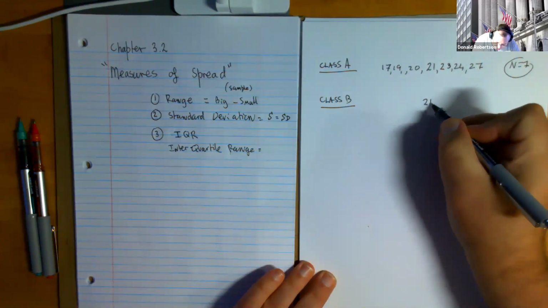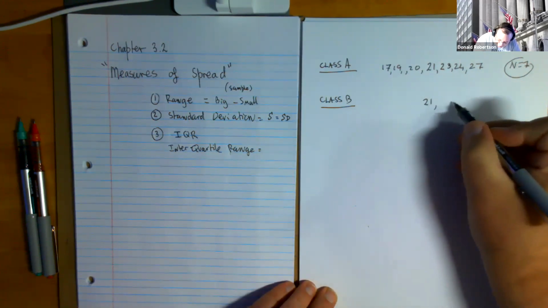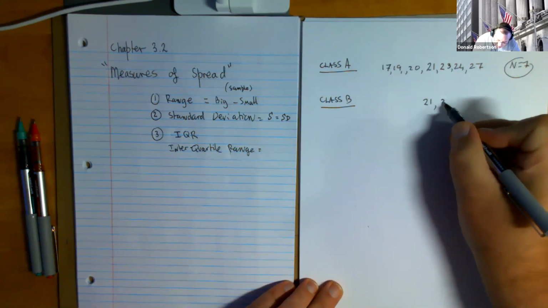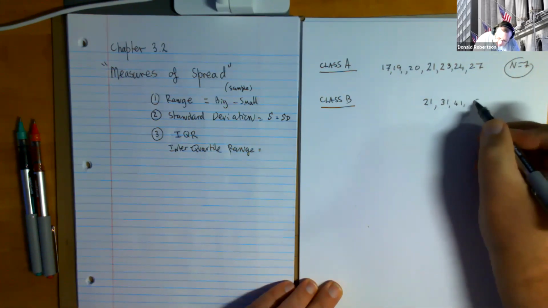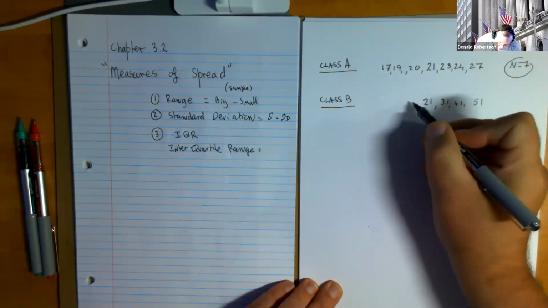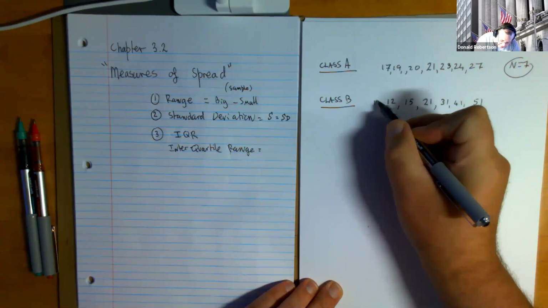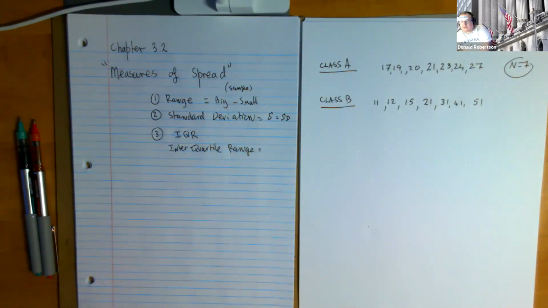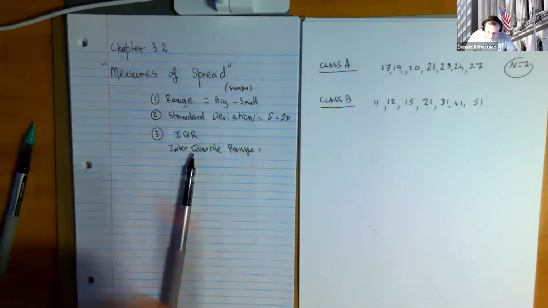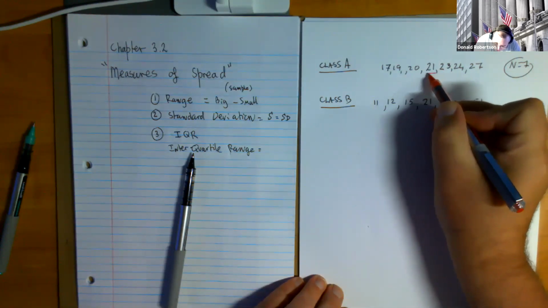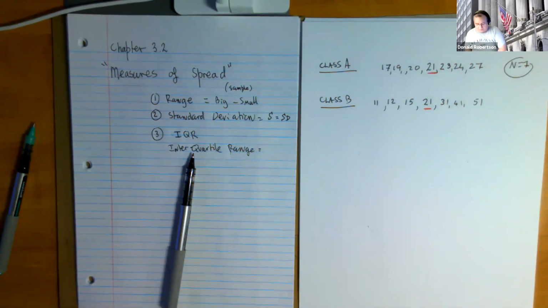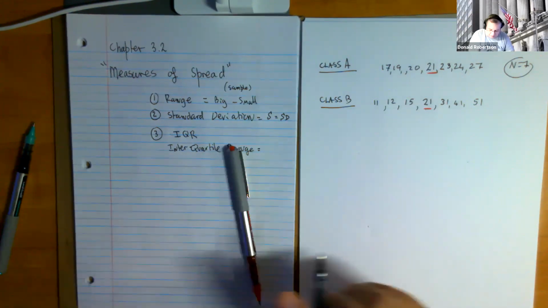And this is the second class. Now, in this particular data set, if you calculated the median, it would be 21 in both cases. You agree? The middle number, the median, is 21.